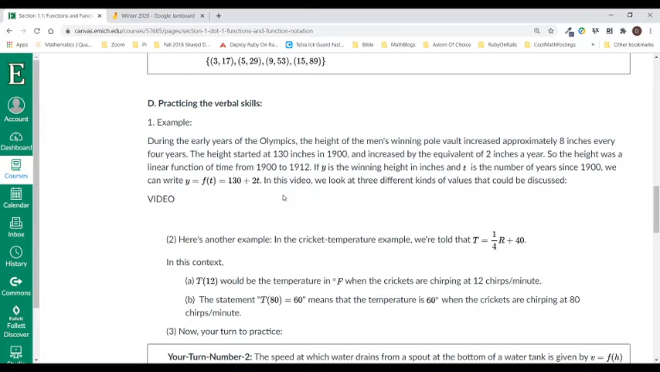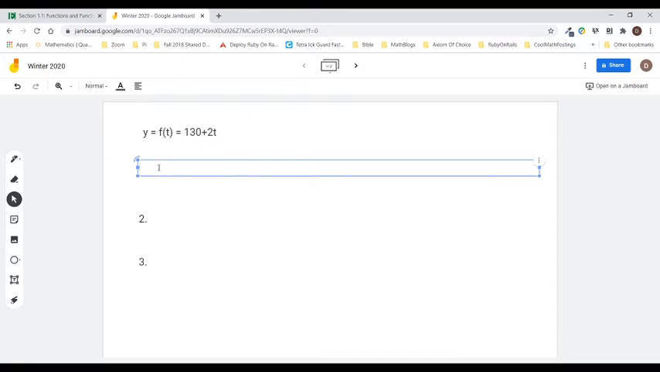What I really want to do is show you the 3 different kinds of ways we will be expected to interpret expressions or equations. So I'm going back to the Jamboard. I'm just going to type in a little 1, and I want to interpret something. I want to interpret f(3). Now, I'm not going to calculate f(3). I just want to interpret it.